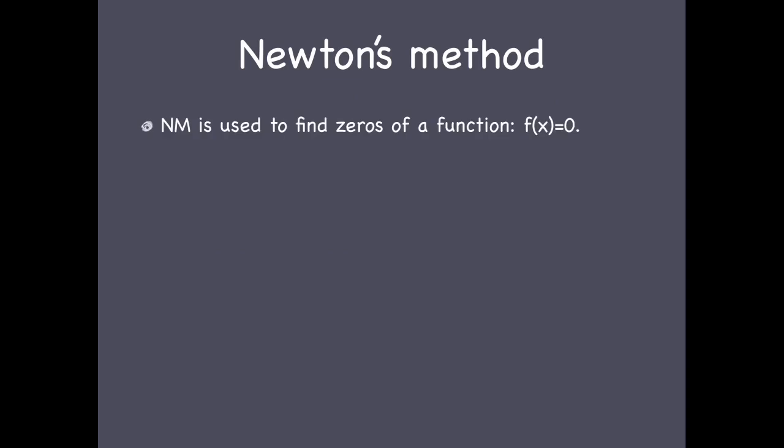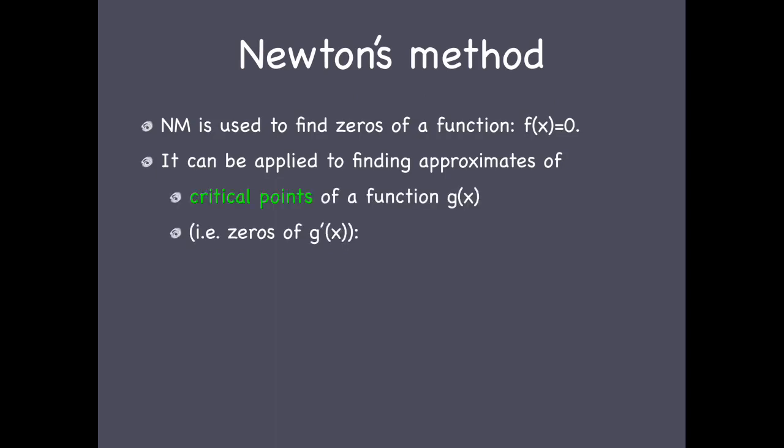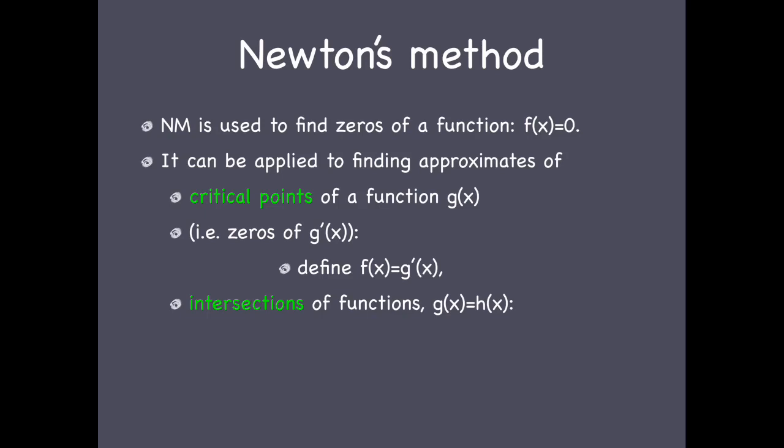Okay, so Newton's method is used for finding zeros of a function. So let's call the function we're finding zeros of f of x. There's a few different places where this method is often used. It can be applied when looking for critical points, because critical points are points at which the derivative of a function is equal to 0. So if we define f of x as g prime of x, then if we apply Newton's method to f of x, it'll find the zeros of f, which are the zeros of g prime, which is what we call critical points, potential mins and maxes or inflection points.